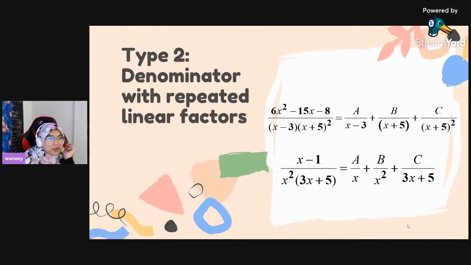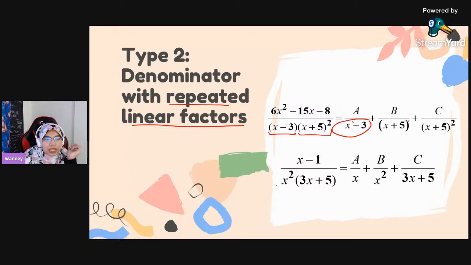Okay, so let us proceed with the second type where we have a repeated linear factor. Okay, so this is a linear factor, but this is a repeated linear factor. So when you separate your denominator, one of them will become x minus 3. And then for the repeated, we will have x plus 5 to the power of 1. And then another one is x plus 5 square.